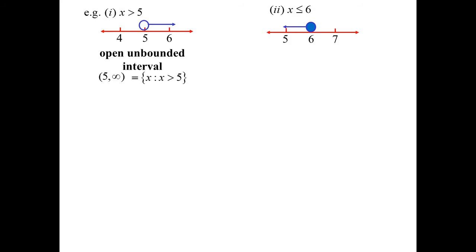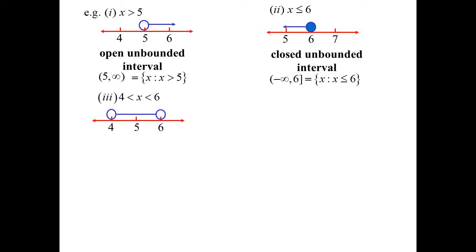Right, x is less than or equal to 6. So this time we colour in the circle to indicate that that point's included. So this time it's closed. Still unbounded because it's going off to infinity in one direction there. And so that's where we use the square bracket with the 6 because we're saying, no, we're including the 6. And in set notation, all the x's such that x is less than or equal to 6.